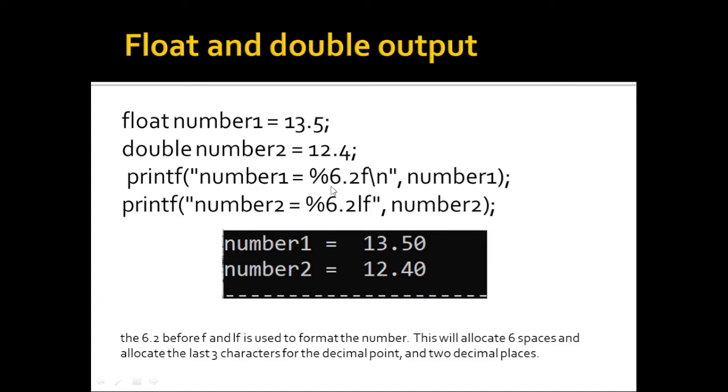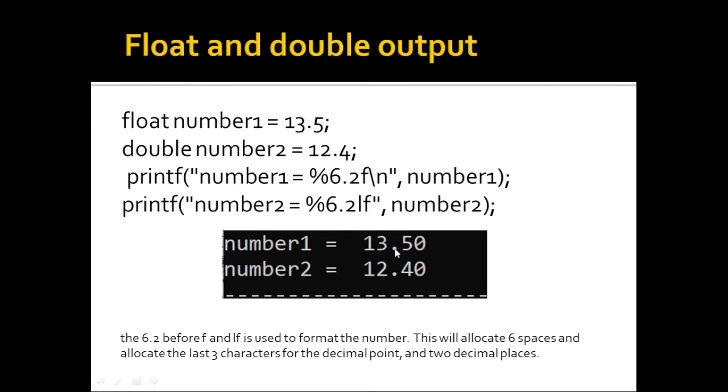Now, what if you want to format your output so that it will look better on your screen? We have the same values in two variables, number1 and number2, and almost the same program, but this time, instead of just %f, I use %6.2f, and also %6.2lf. The 6.2 before f and lf is used to format the number. This will allocate 6 spaces, with the last 3 characters used for the decimal point and the 2 decimal places. Notice for the output of the first line, we have number1 equals 13.5.